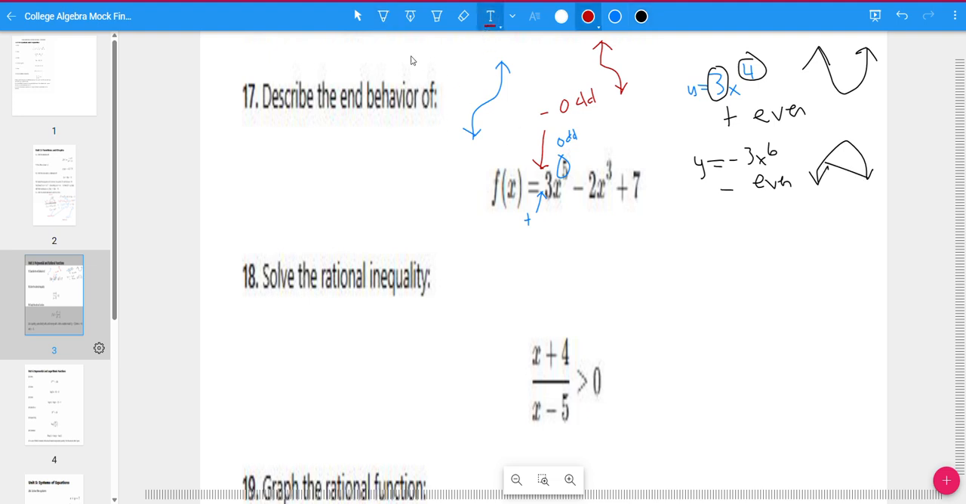So let's describe what's happening here in our original function. As x goes to negative infinity, so basically as x goes to the left, because negative infinity is this way, my function is going down. So my function, f of x, is going to negative infinity, okay? And if it's going right forever, so as x goes to infinity this way, my function is going up.